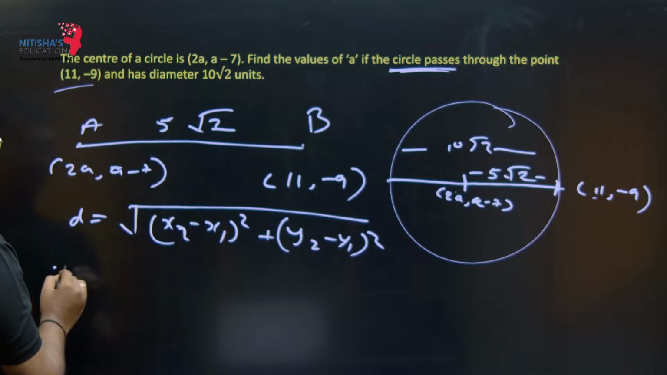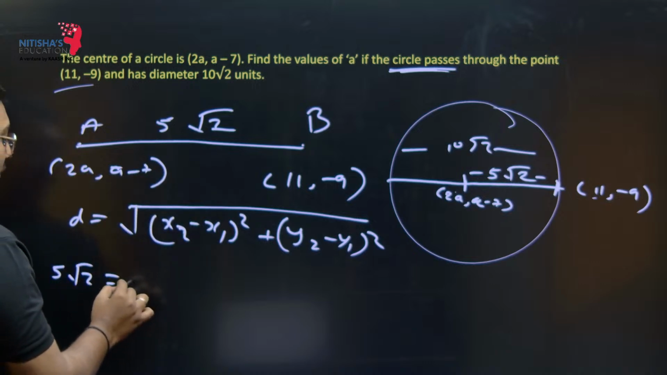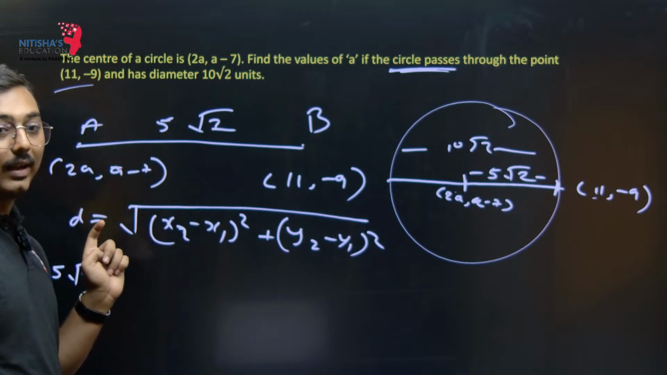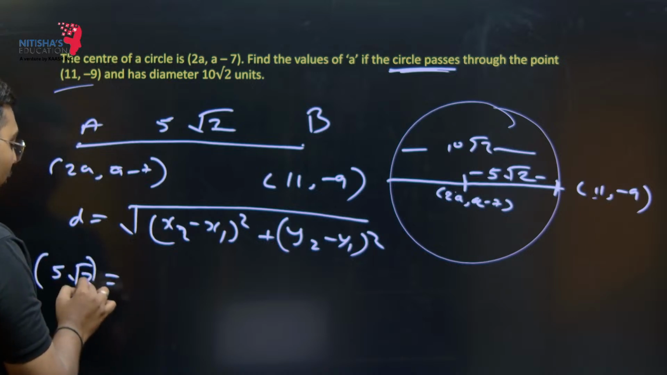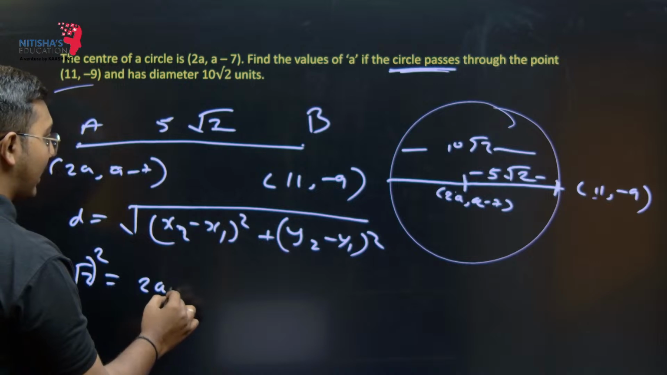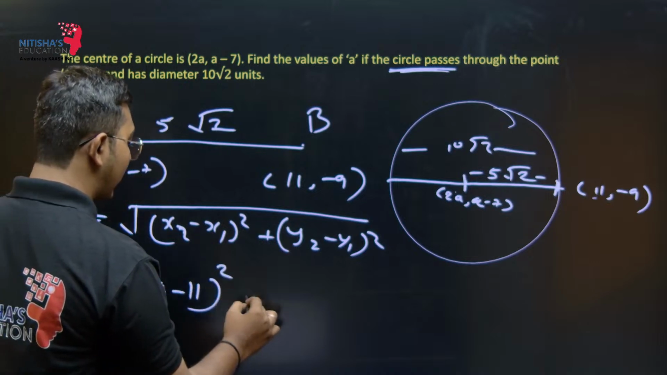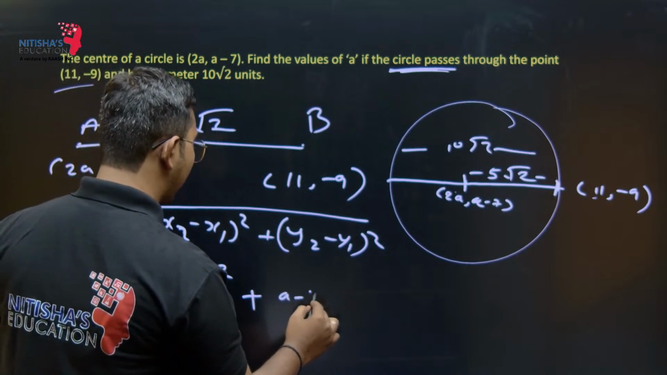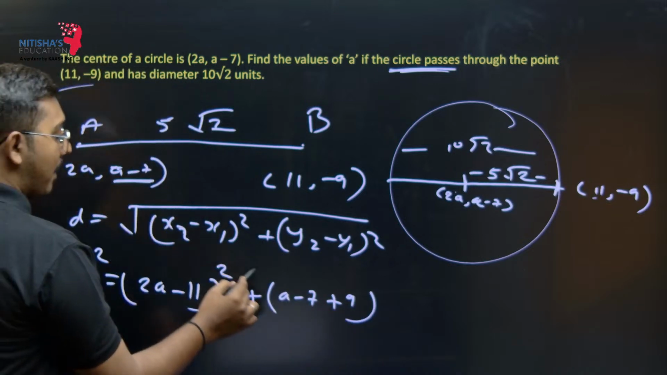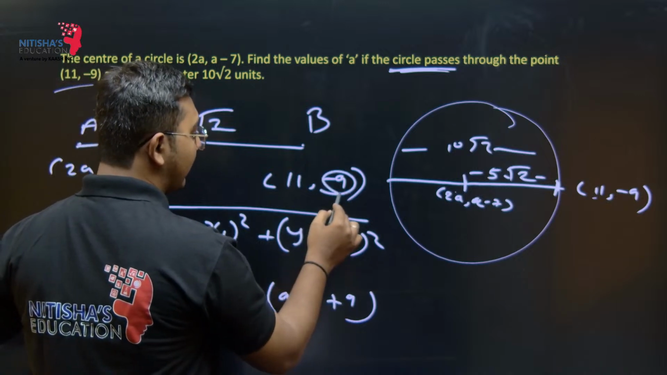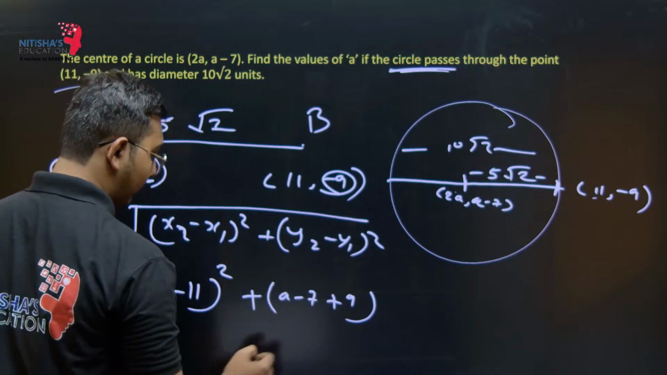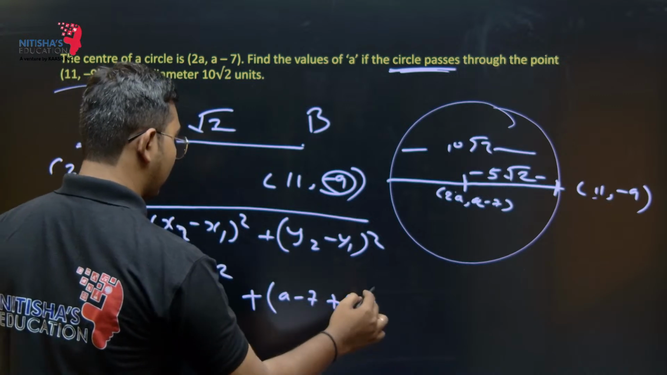Writing it as 5 root 2 is equal to... Now, if I take the square root to this side, it will become a square. So 5 root 2 whole square is equal to 2a minus 11 whole square plus a minus 7 plus 9. See, a minus 7 minus of minus 9 will give me plus 9. So plus 9 whole square.